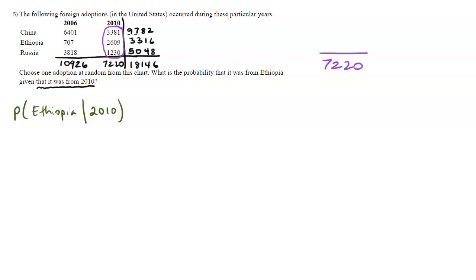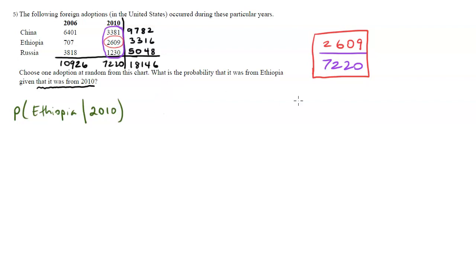Out of these 7,220, how many of them were from Ethiopia? What's the probability they were from Ethiopia? It's the number from Ethiopia, which are these people, 2,609. So that probability is 2,609 out of these 7,220 people.